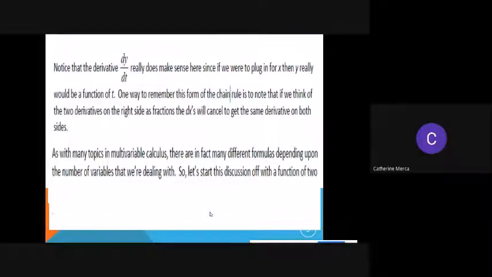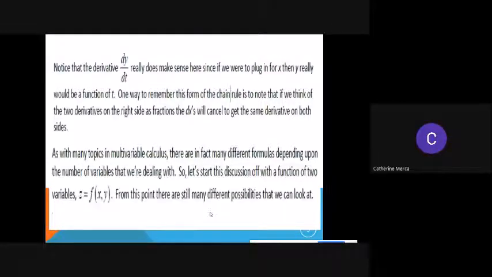So let's start with the discussion of a function of two variables, z of x, y. Z is a function of x, y, and x is a function g of t, and y is a function h of t. So by chain rule, you're asked to compute for dz/dt. It's the first case.